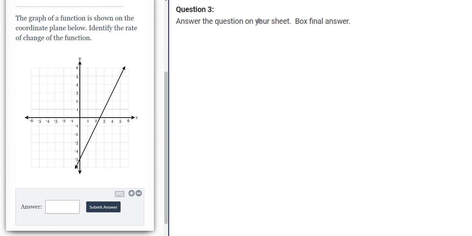Question 3, answer the question on your sheet, box final answer. Again, quick reminder, these instructions come from Google Classroom. Hopefully when you were completing the test, you opened up a tab for this. At least that's what I reminded in class.